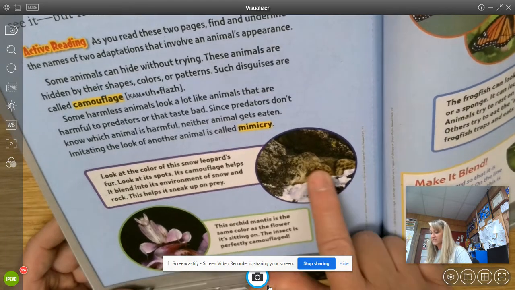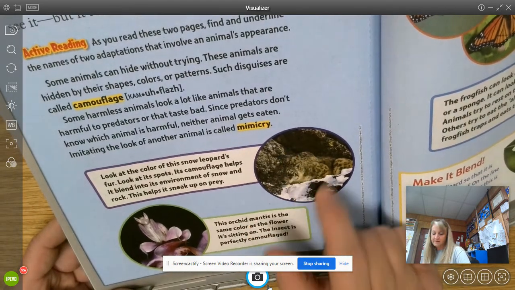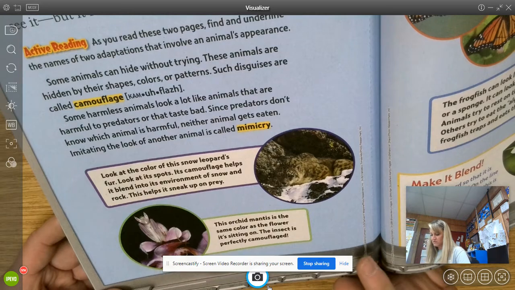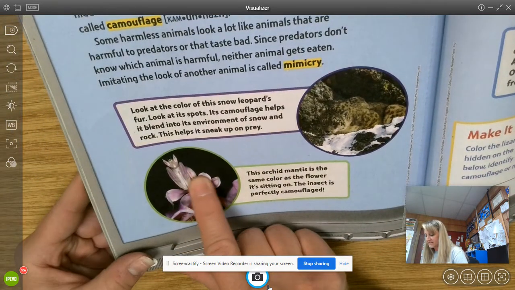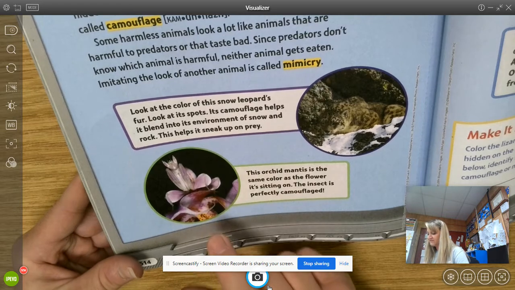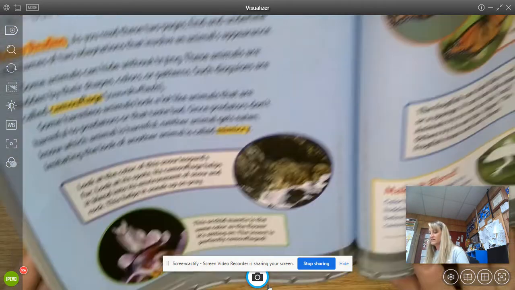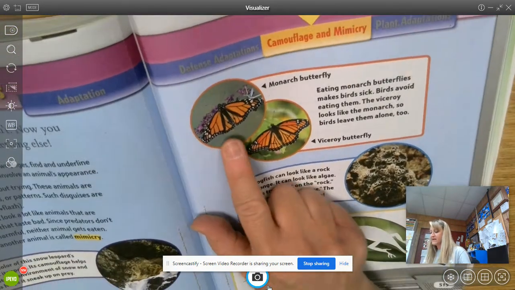It's hard to see the leopard against the rocks because they're the same color. This one is camouflage also. It's hard to see the mantis against the flower. Mimicry, they look the same, but they're different.